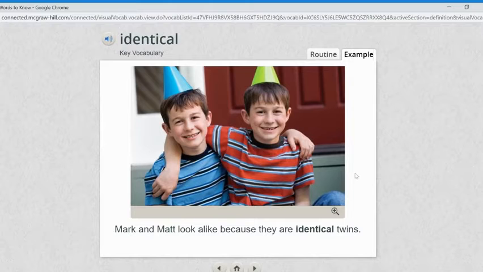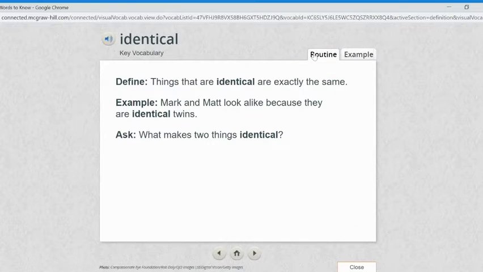Our next word is identical. Mark and Matt look alike because they are identical twins. Identical. The definition, things that are identical are exactly the same.